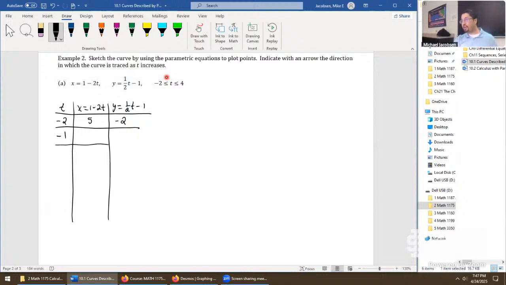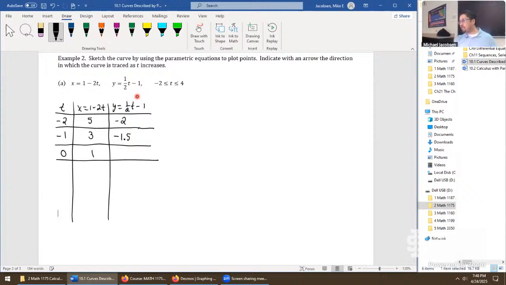Try to go for around 4 or 5 points. I think the homework says go for 5, but as long as you have around 3 or 4 points and you can see what's going on, you're probably okay. At -1, this time we're going to get a 3. This time it's a little bit more annoying. We have -1/2 minus 1, so it's going to be a -1.5 on that one. Update the parameter to 0.